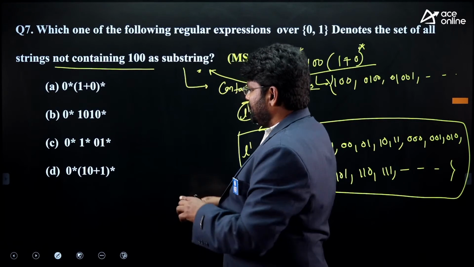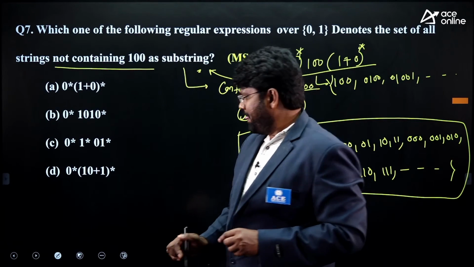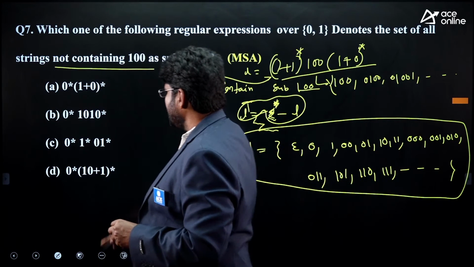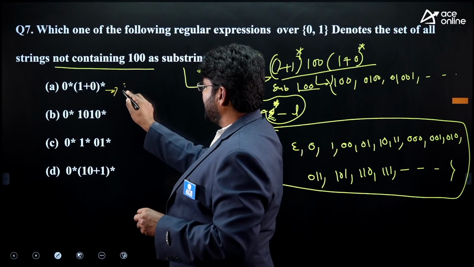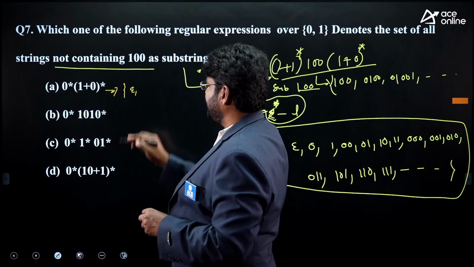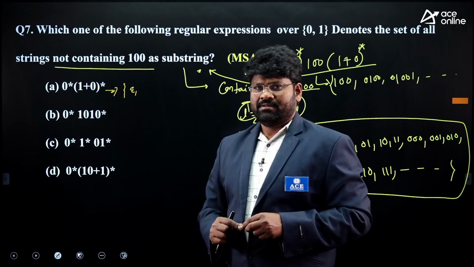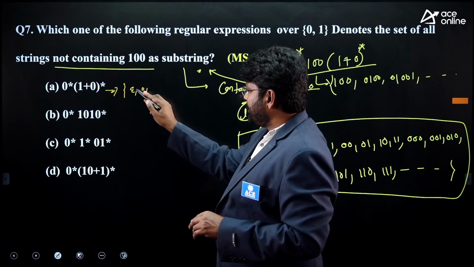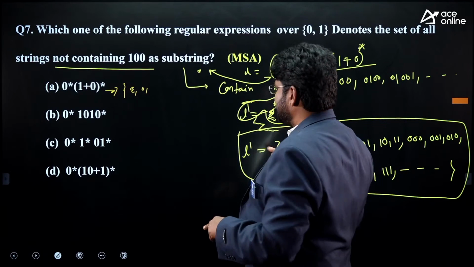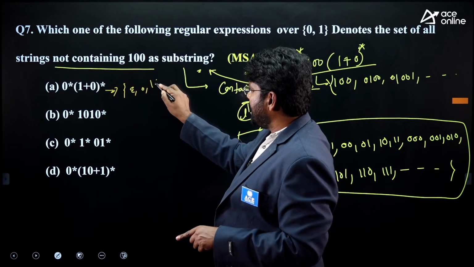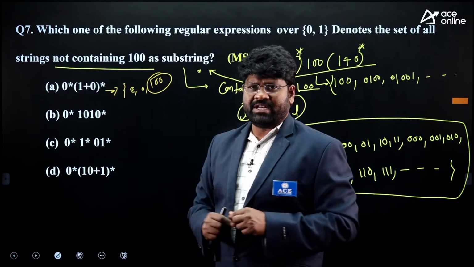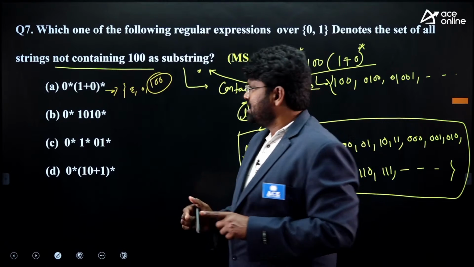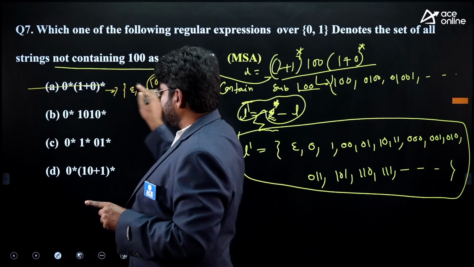That's the reason you have to go back to each option and figure out what the possible strings are. Look at this. The very first string I can get from here is epsilon. That's fine. It also gives 0, that's fine. Apart from that, I can have everything that is in L dash, but I can also get 100 from this family. 100 is also possible from here. So this is not correct.